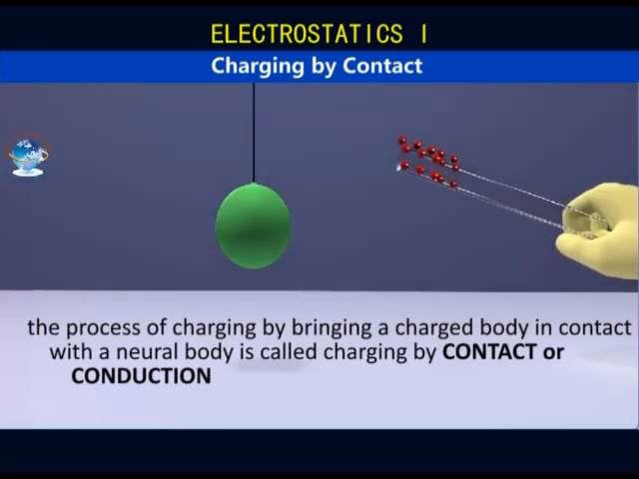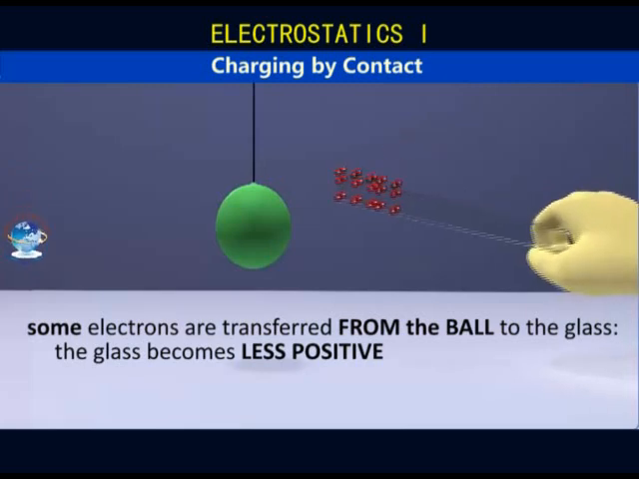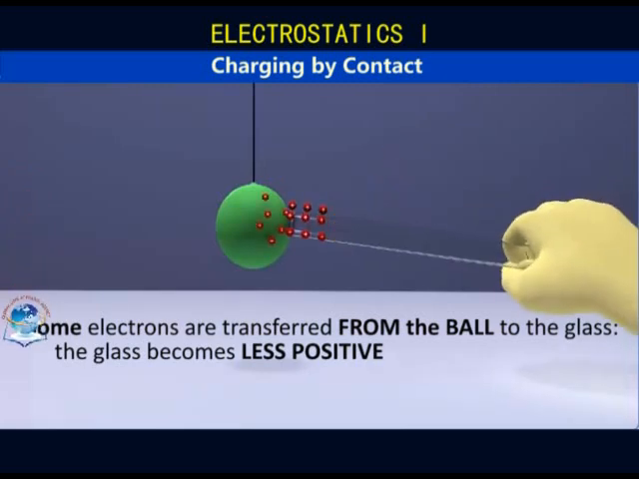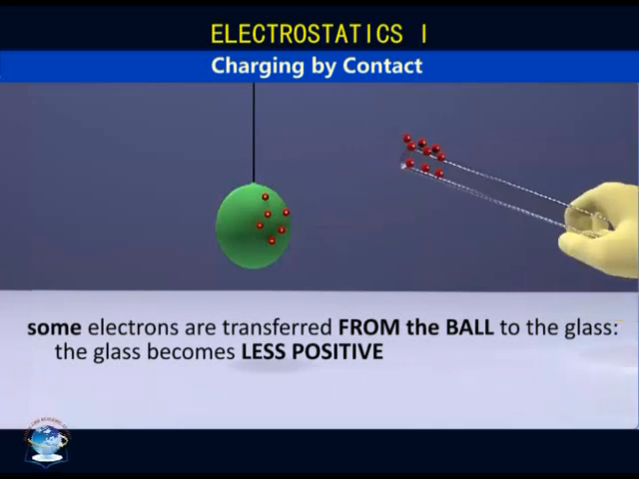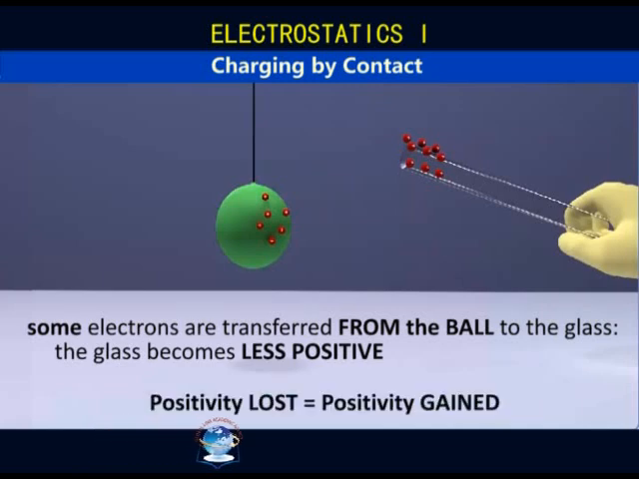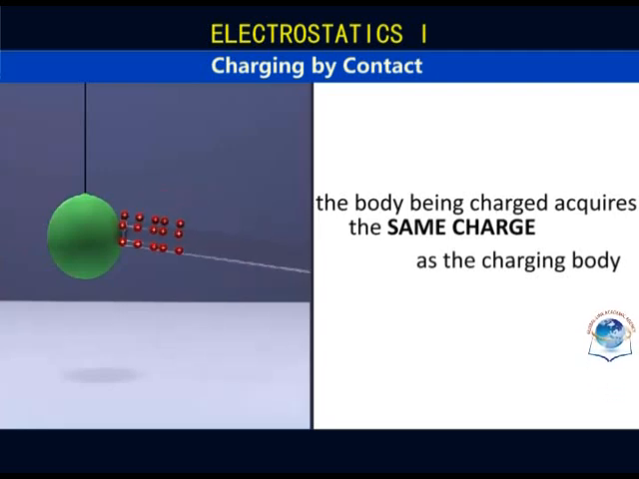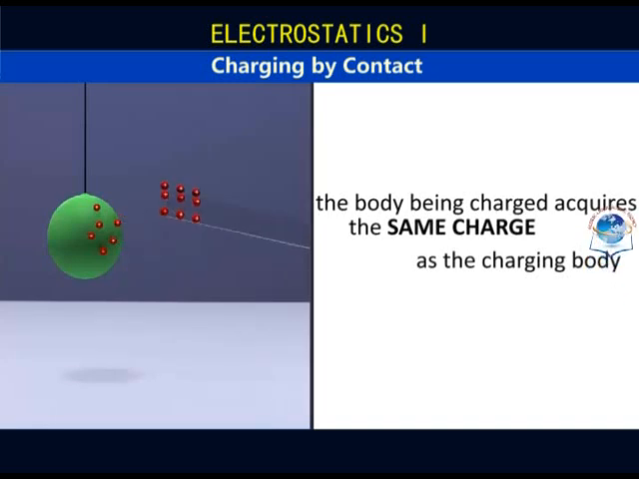In this case, some electrons are transferred from the ball to the glass, and thus the glass becomes less positively charged due to the slight neutralization of the positive charge. The same positivity lost by the glass is acquired by the ball when it loses the electrons. Again, remember that no charges are lost or created, they are just transferred. And therefore, during charging by contact, the body being charged acquires the same charge as the charging object.